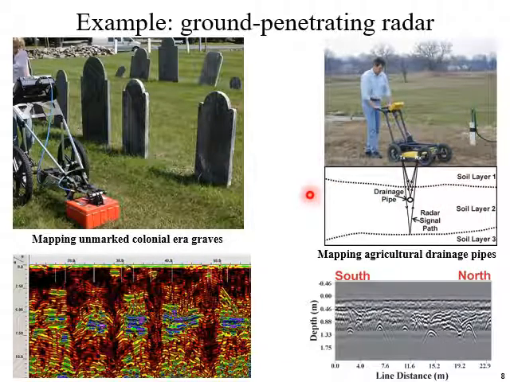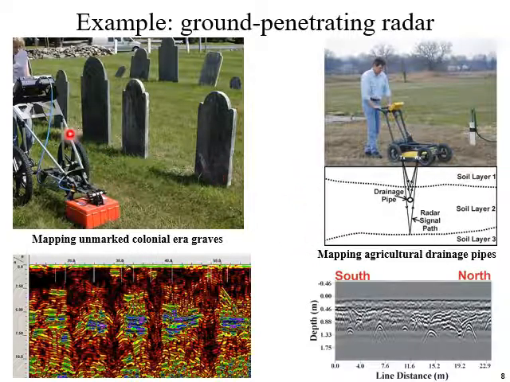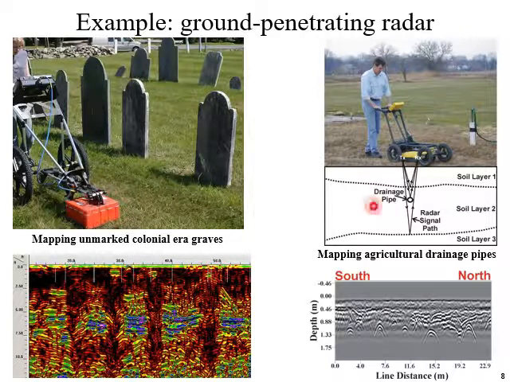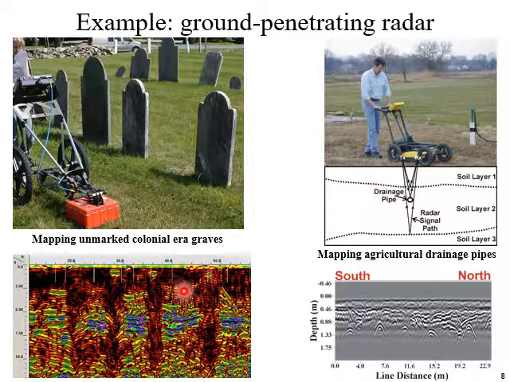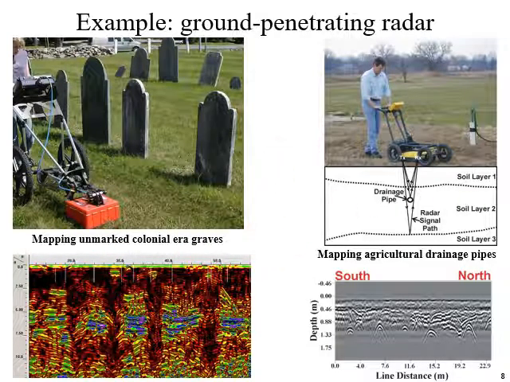Another example is the ground penetrating radar system. And this is the radar. Here we have the transmitter and receiver system. So this is the radar signal path. This is for agricultural purposes, mapping of agricultural drainage pipes, etc. This is the mapping of unmarked colonial era graves. So all these things are possible. This is the ground penetrating radar system.